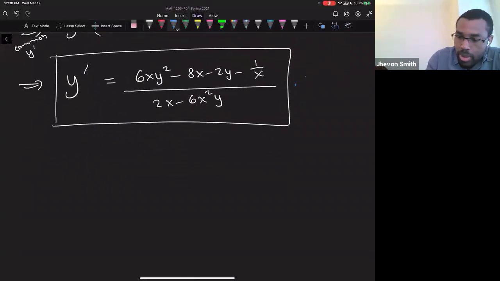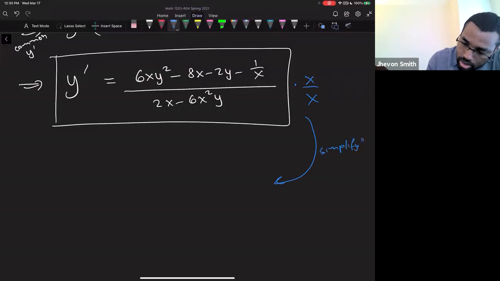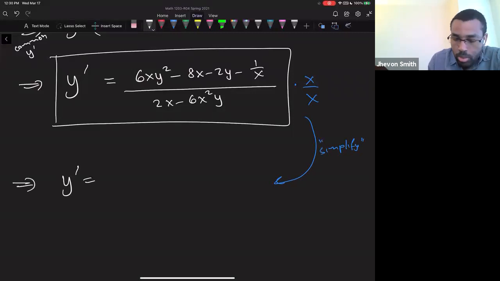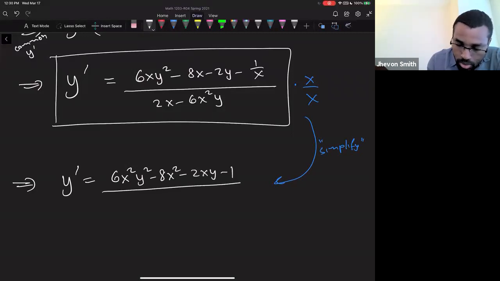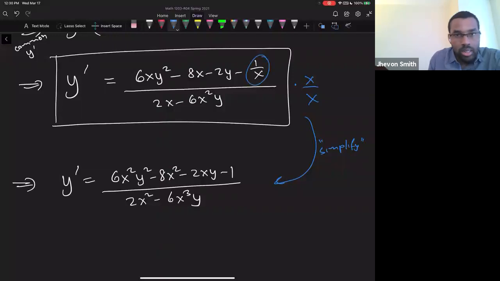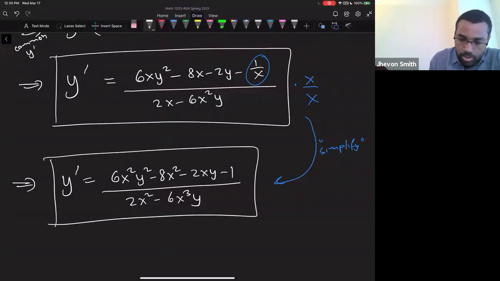Could simplify here by multiplying by x over x. Which is probably how the answer would be written in a multiple choice option if I gave you that. So that would look like 6x squared y squared minus 8x squared minus 2xy minus 1 all over 2x squared minus 6x cubed y. Just so that you don't have a fraction inside of a fraction, like having this, the 1 over x here, kind of unaesthetic. So that would be the answer.